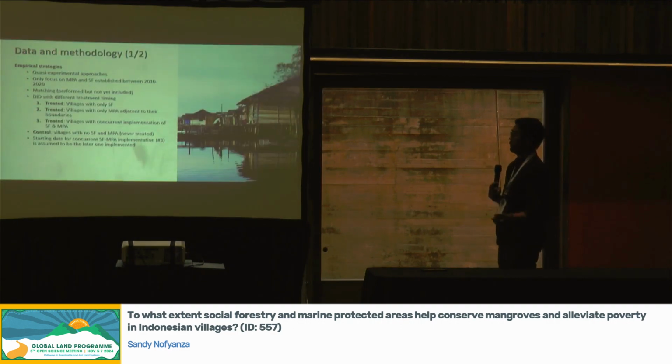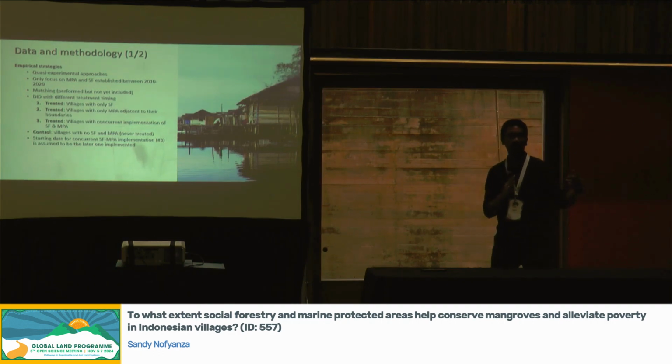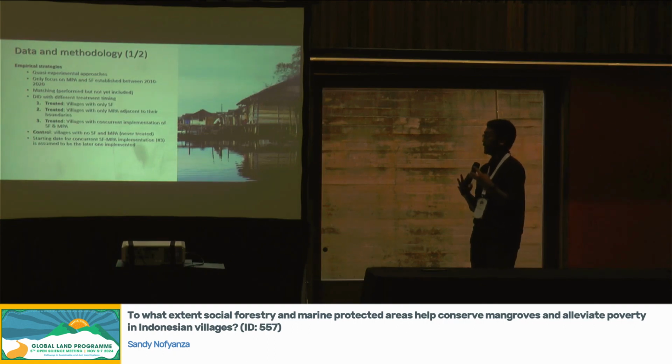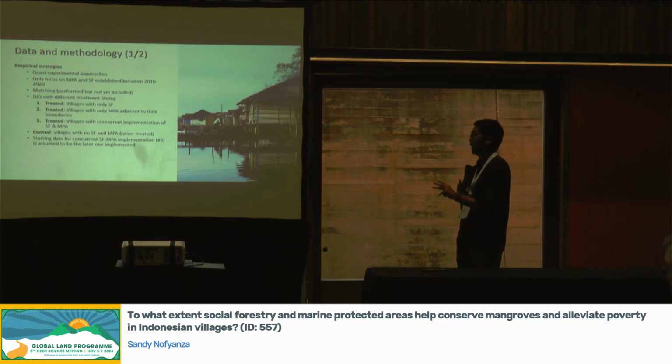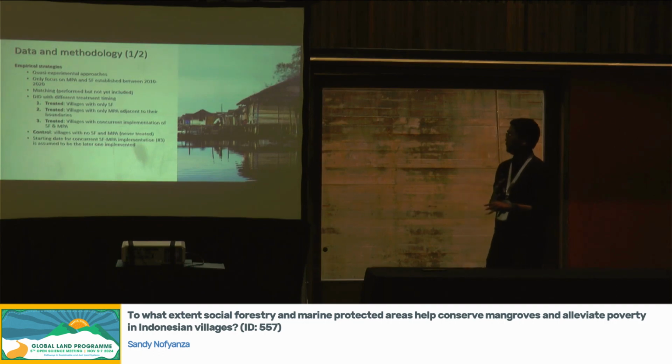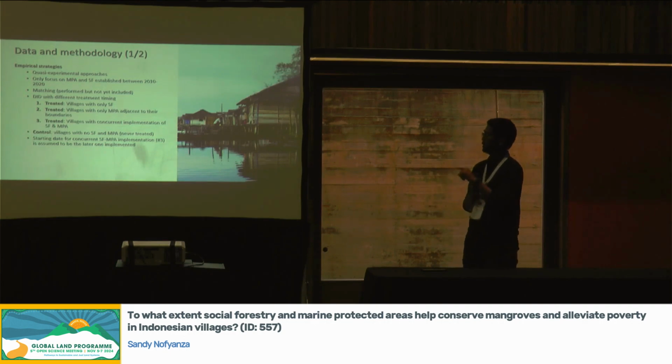So I'm using quasi-experimental approaches. The data is from 2000 until 2020. I'm focusing on MPA and social forestries established between 2010 and 2020. So there are three different models basically. One with villages with only social forestry, another with villages with only MPA, and the third with villages with both of them. And I'm comparing each of them with villages that are never treated.